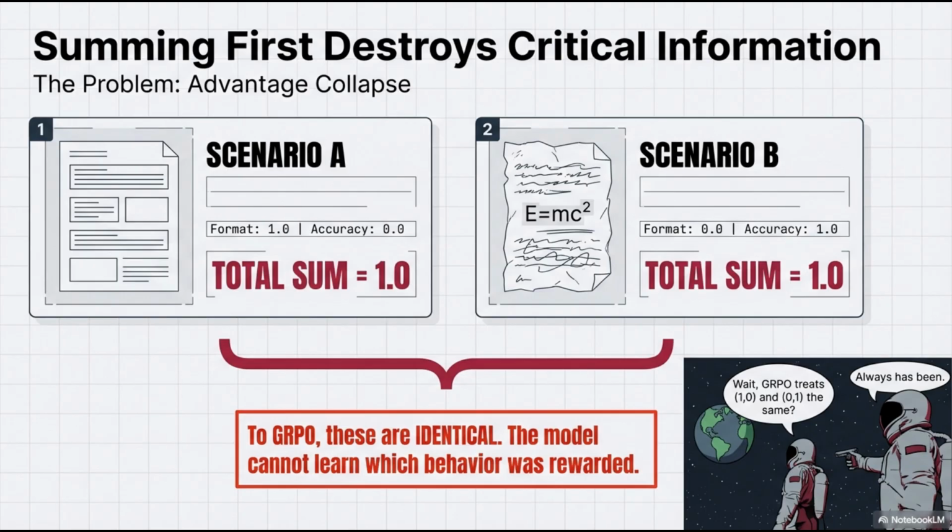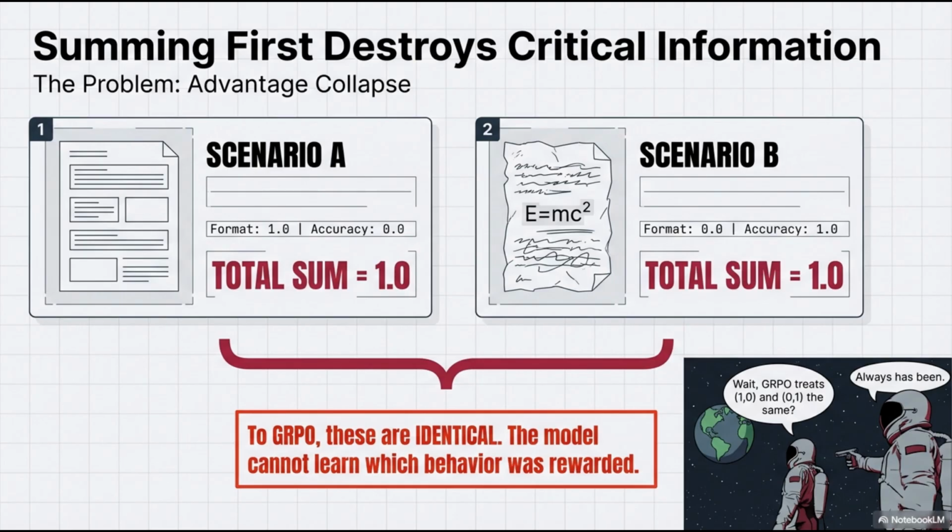Now for response B, it's a mess. No structure, ignores all formatting rules, just raw text. But buried in that chaos is the correct answer. Format reward 0. Accuracy reward 1. Add them together, total sum also equals 1.